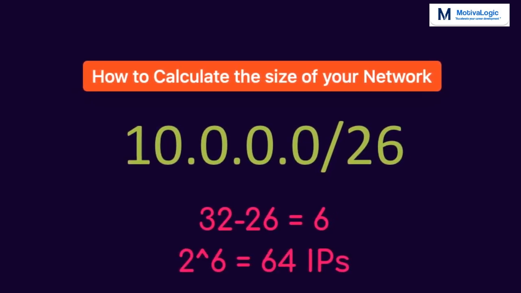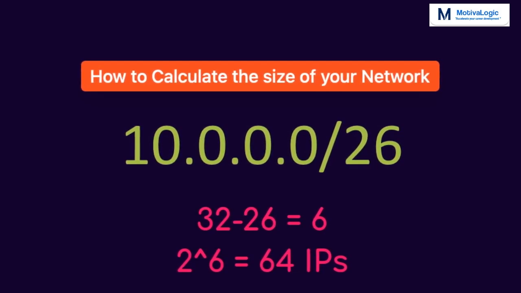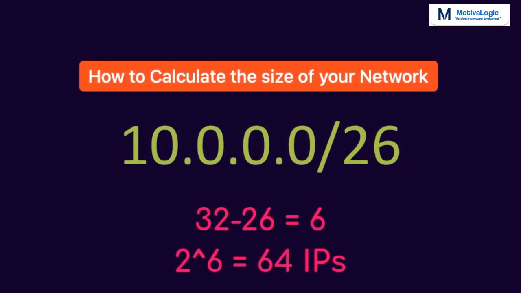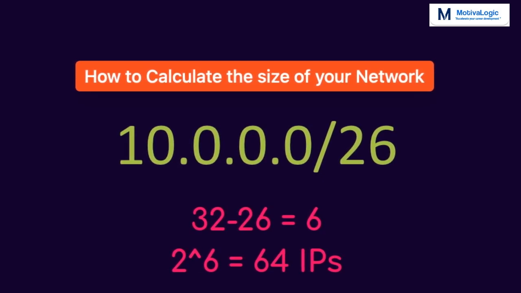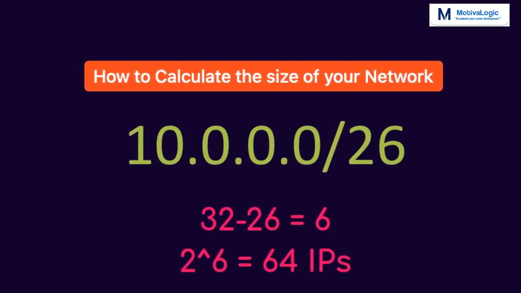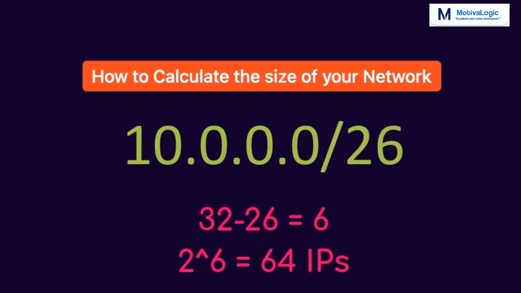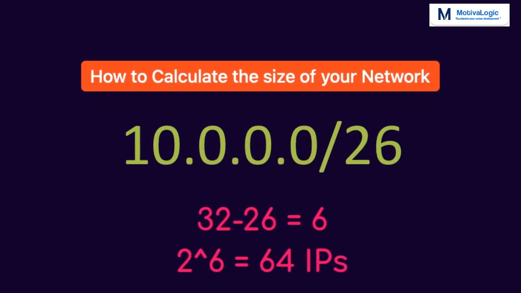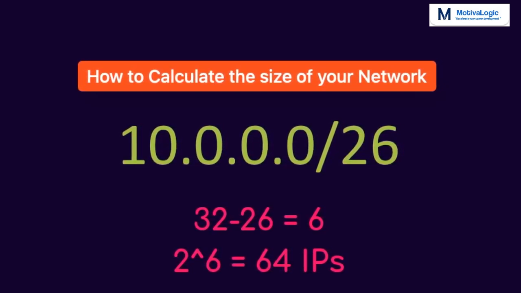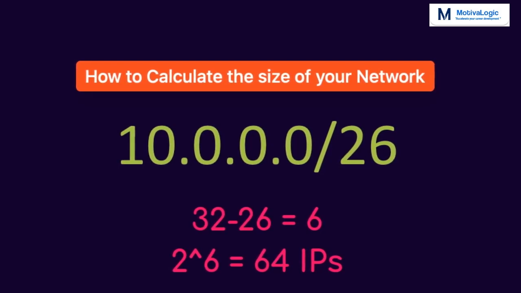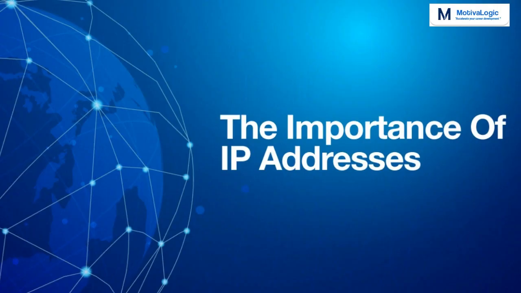Next, we calculate the total number of IPs using the formula 2 to the power of 6, which equals 64 IPs. So, with the CIDR block 10.0.0.0/26, you have a total of 64 IP addresses available for use within this range.